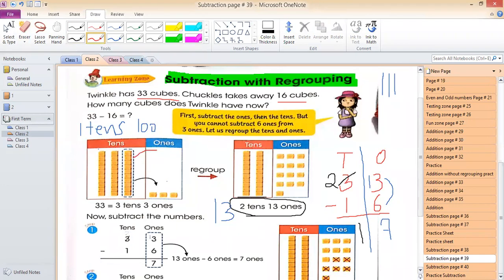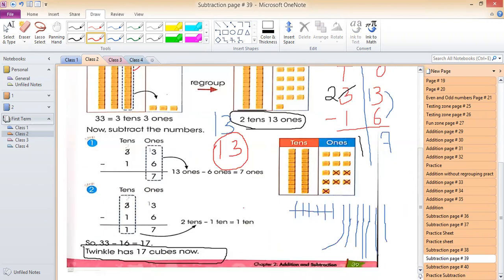You take 1 ten from the tens. So 1 ten is equal to 10 ones. So it is now 13. From 3, if you take 1 ten, it becomes 30. Now from 13 you can minus 6. You draw 13 lines. You cut 6 lines. The answer you get is 7.